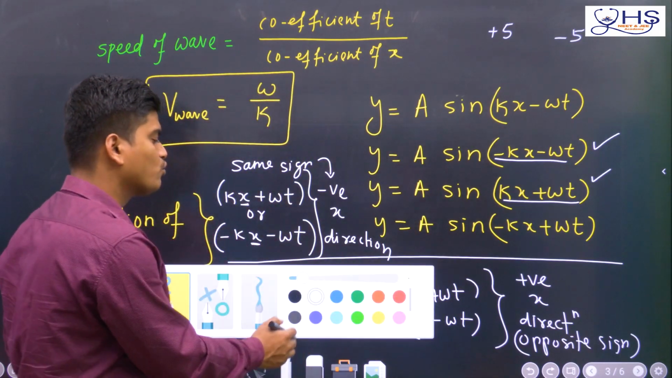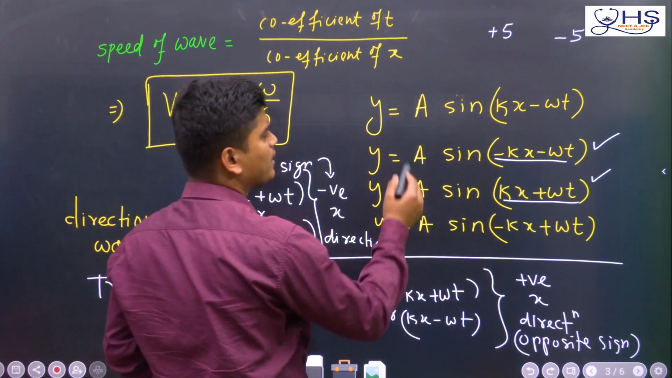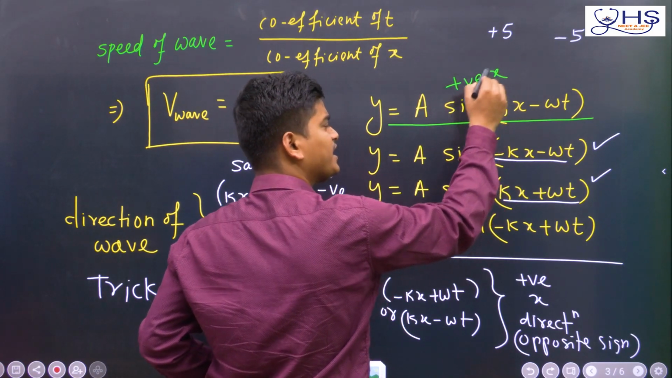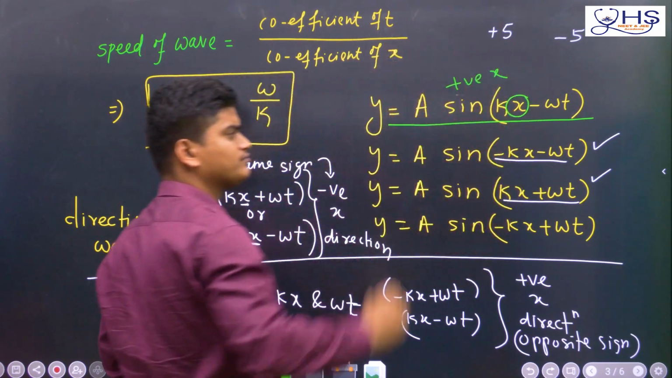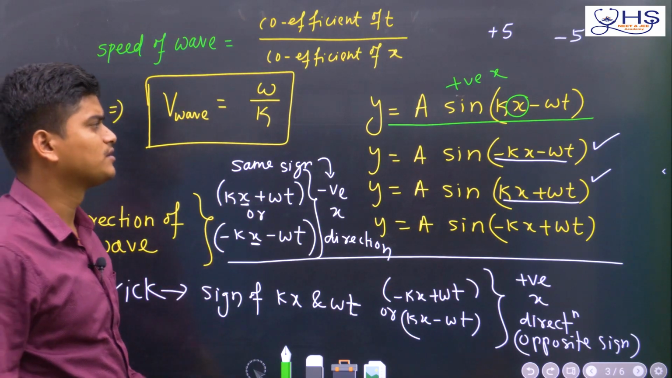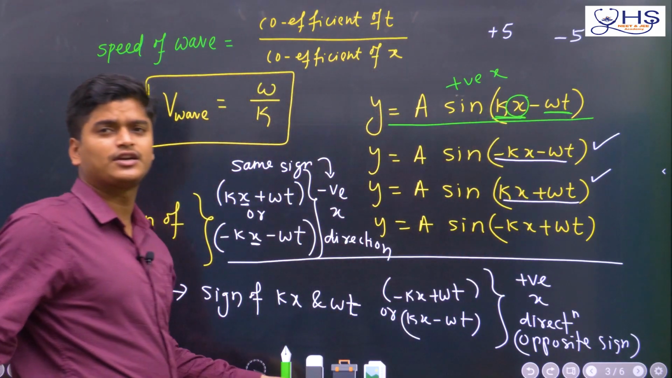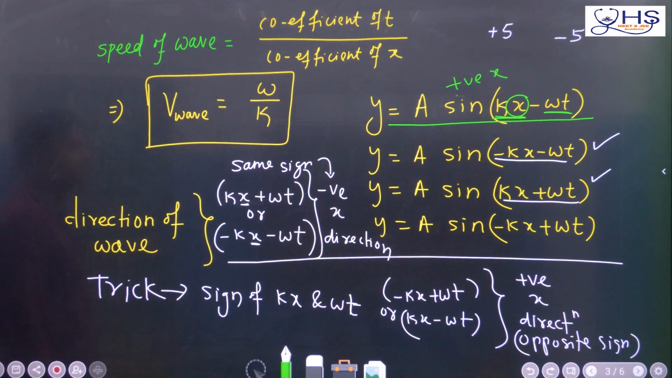That means whatever wave we have written, now I can tell this one is traveling in positive x. Why am I telling x? Because x is inside. That's why it is the x direction. Positive or negative depends on the sign of kx and omega t. So this much you remember.